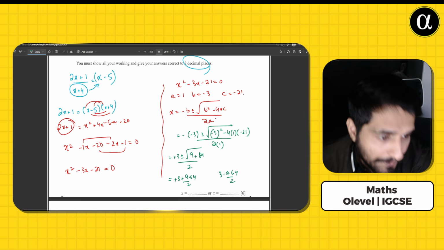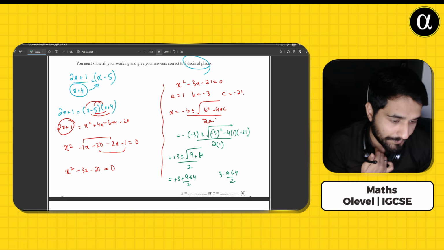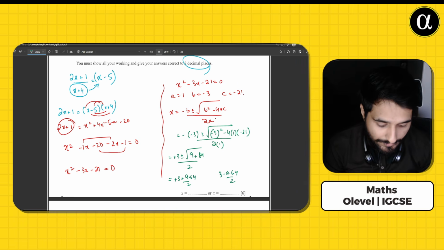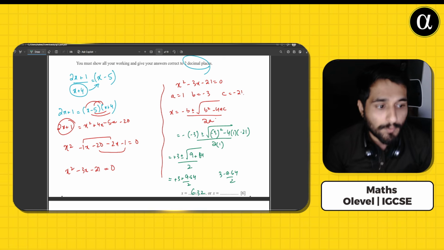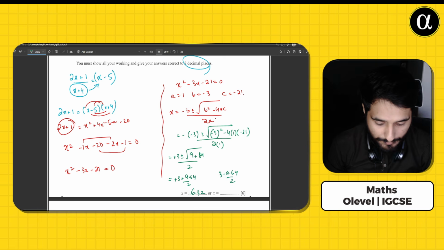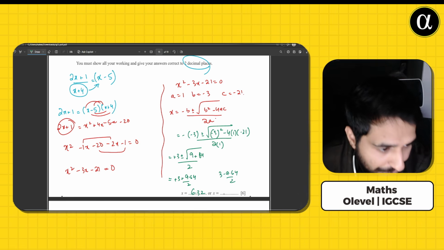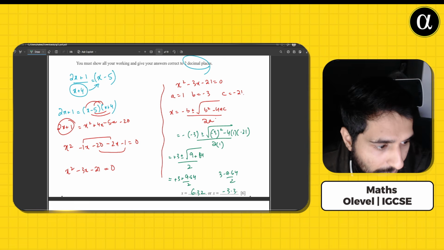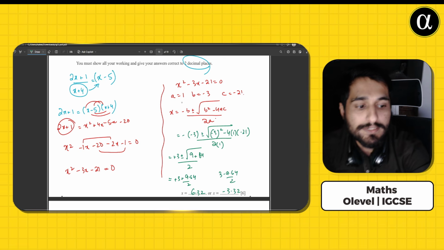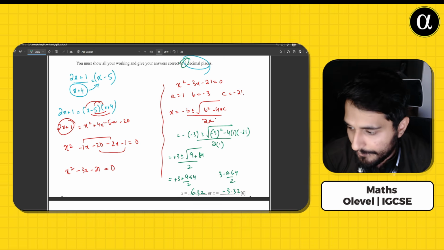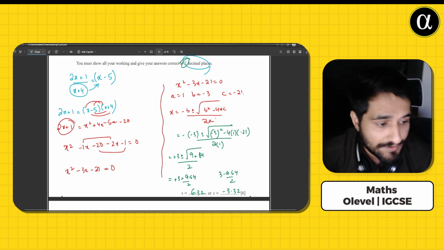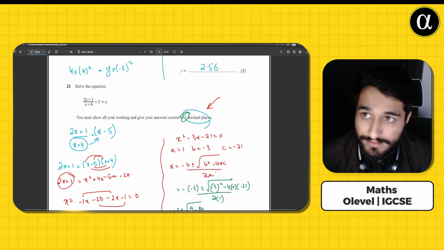divided by 2. So the two answers are going to be plus 3 plus 9.64 divided by 2, which is going to be 6.32. Or the other one is going to be 3 minus 9.64 divided by 2, which is minus 3.32. Now these are going to be the answers. Make sure that you give the answer in 2 decimal places as the examiner demanded. Now this question was for 6 marks and I think this was very easy to score.